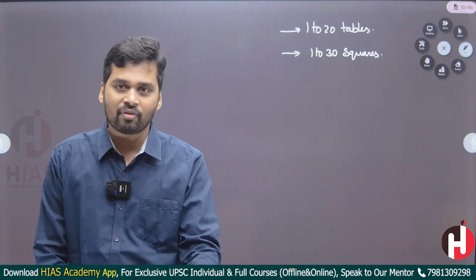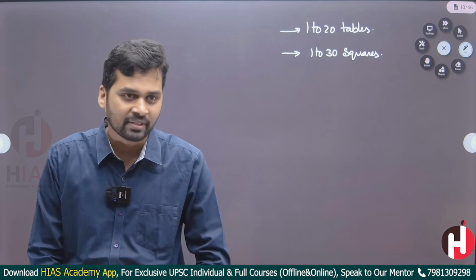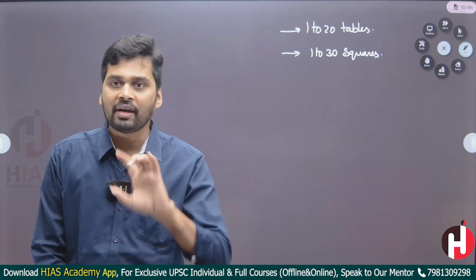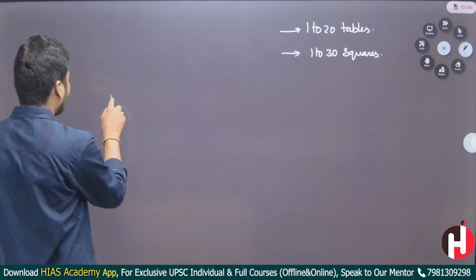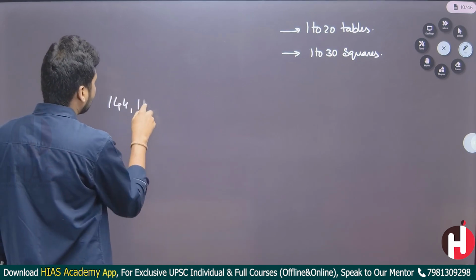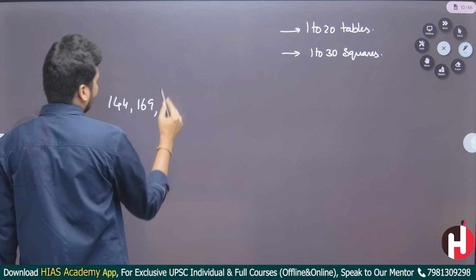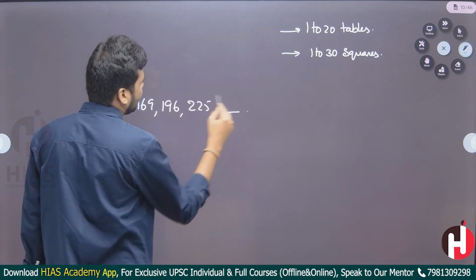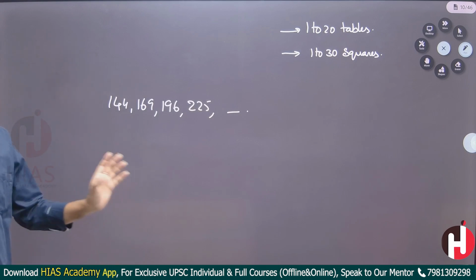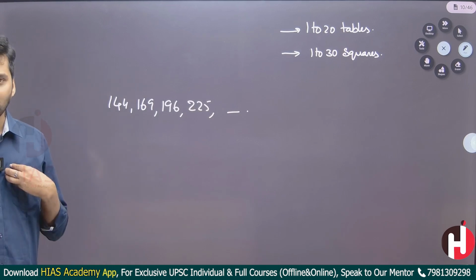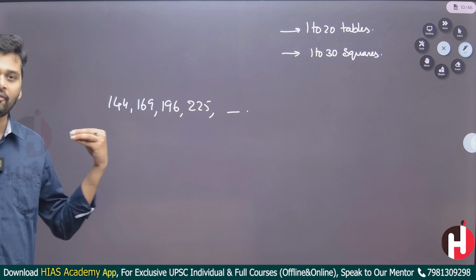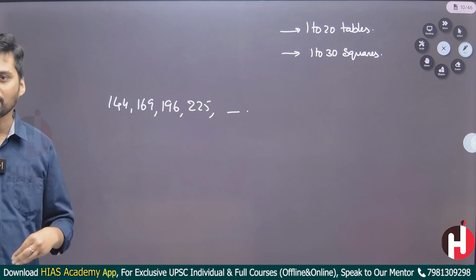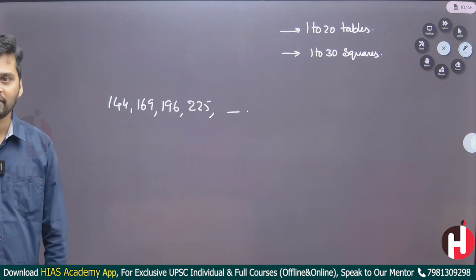Maybe it is time taking, I understand. But in the case of logical reasoning, we have a topic called number series. There you need to identify the numbers. The questions will be given like this: 144, 169, 196, 225. What is the next number? Unless and until we identify the numbers as square numbers or cube numbers, we cannot solve the questions.